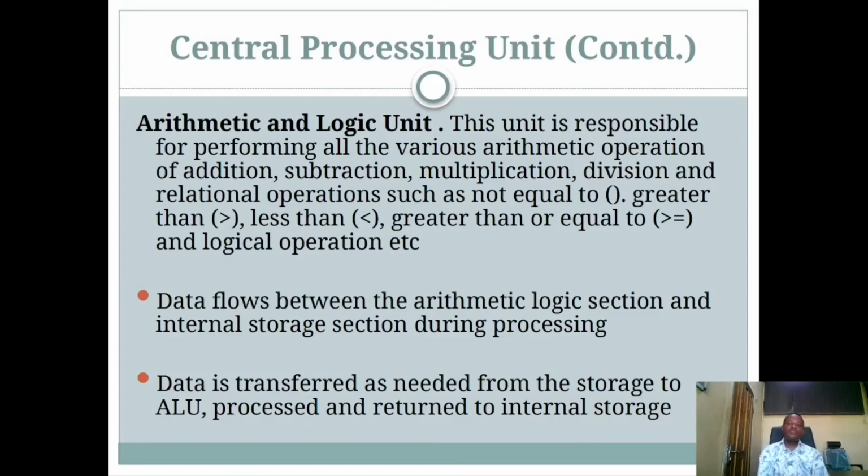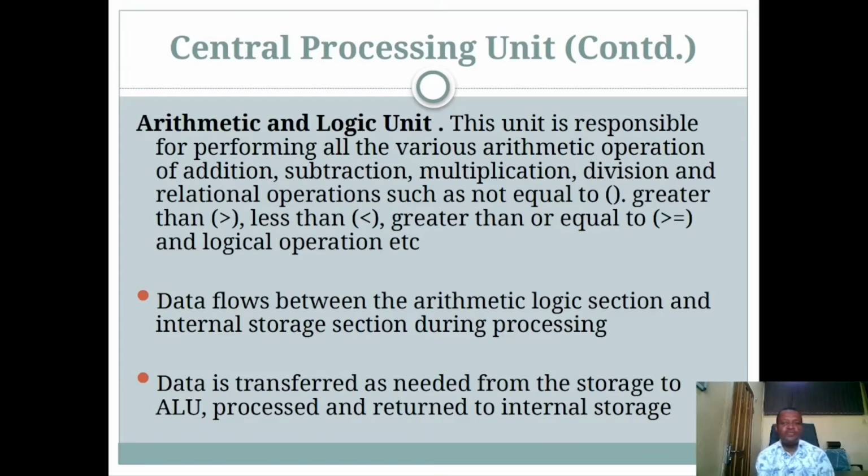So the addition operation is done there. In fact, all these mathematical operations you ask the computer system to do for you are done inside the arithmetic and logic unit of the central processing unit. Now, that is the core function of the arithmetic and logic unit under the central processing unit.